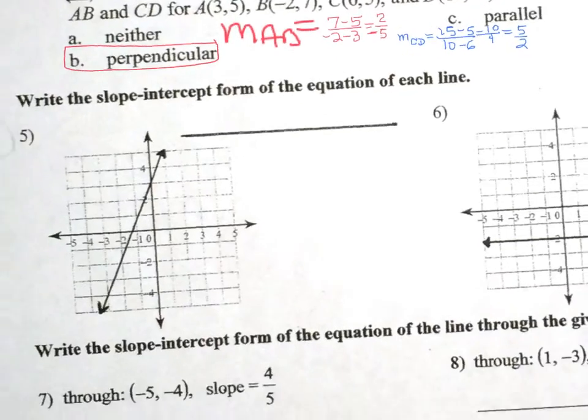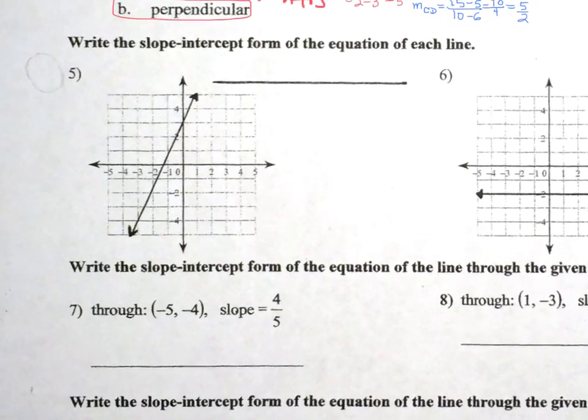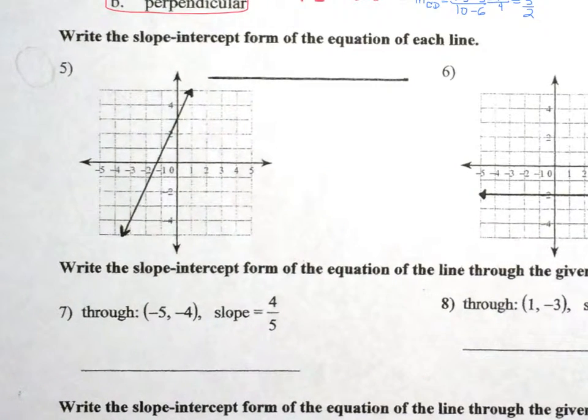Now, for problem number 5. Number 5 says, write the slope-intercept form of the equation. For the slope-intercept form, I need the slope, which is the M, and the intercept, which is the B. The slope, well, I have to run from one point till I get to the other point. And let me see, I can see this. Okay, first of all, the y-intercept is 3.